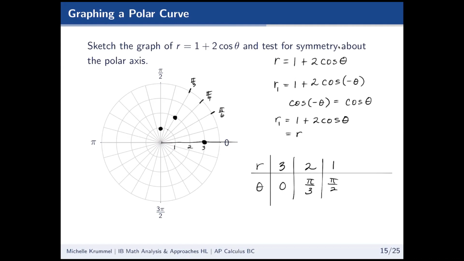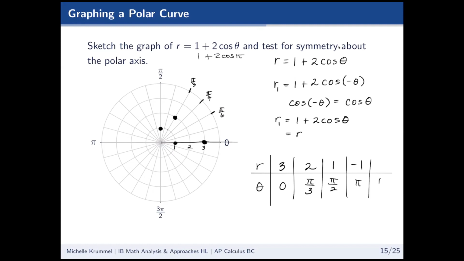Now from pi over 2 to pi is a pretty big jump. Let's just try that and see what happens. If we need to go back and use another angle instead, we can. So at pi, I've got 1 plus 2 cosine of pi. Cosine of pi is -1, so that would give me an r value of -1. Pi, -1 is here. So that looks a bit strange now. I'm not sure what's happening between pi over 2 and pi. So I'm going to go back and try something else.